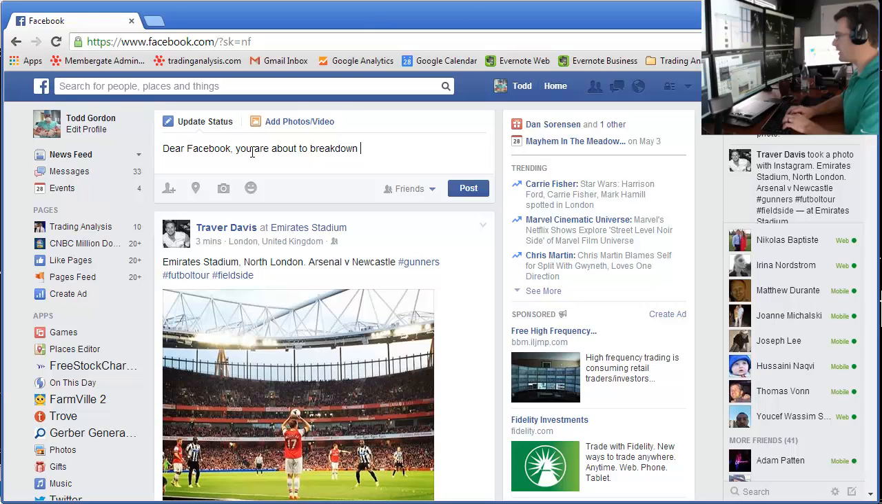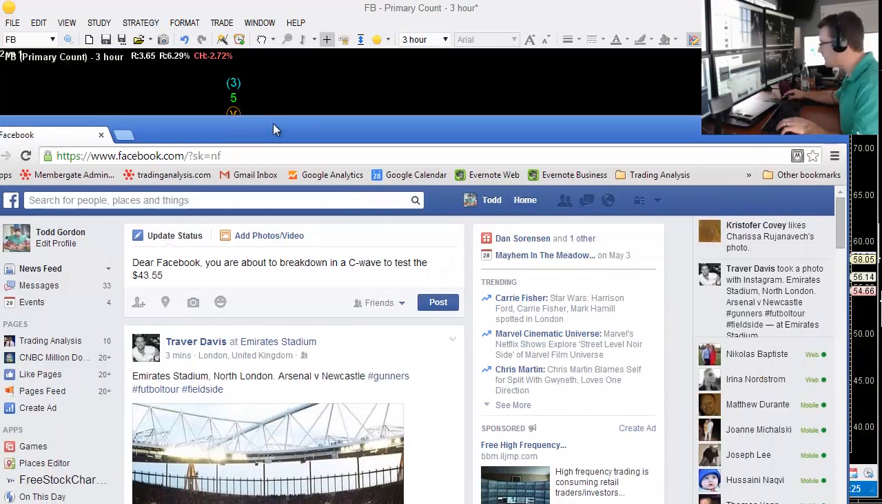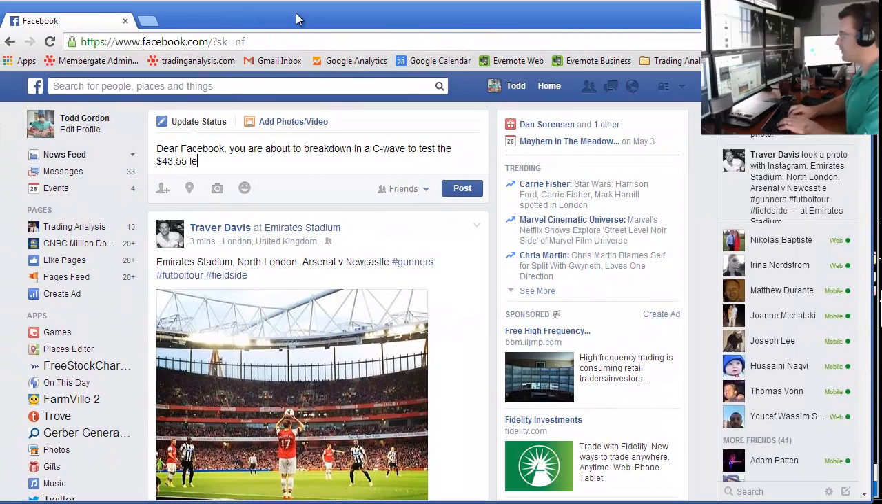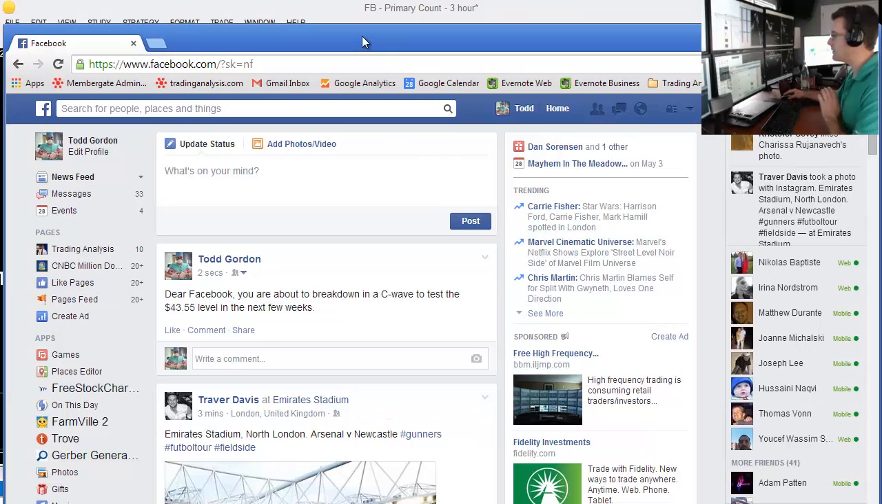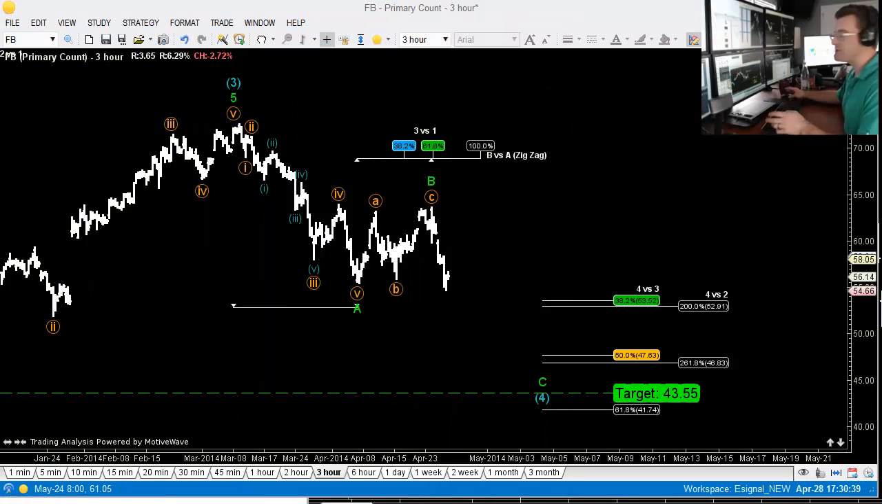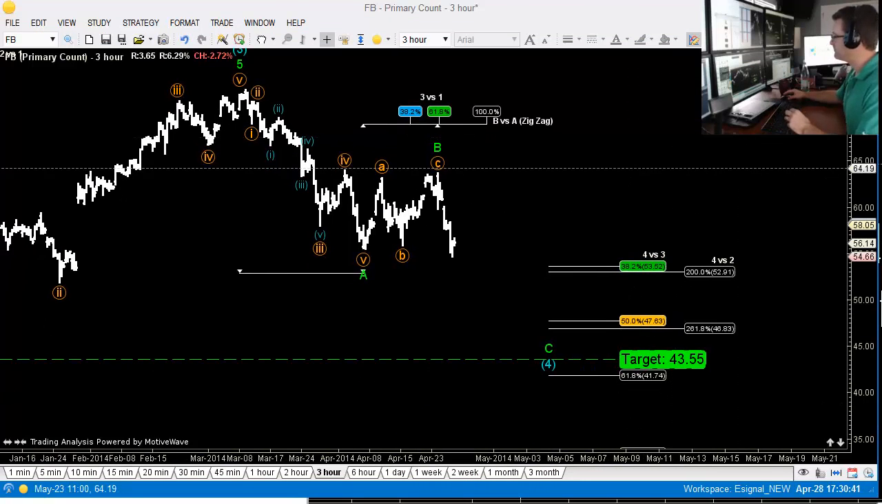Dear Facebook, you're about to break down in a C wave to test, if I could spell, the 43.55 level. 43.55, yep, in the next few weeks. Nothing like updating your Facebook status to tell Facebook that it's going to break down, and that's going to confuse the heck out of all of my friends and family. Well, that's all right. It's kind of funny.